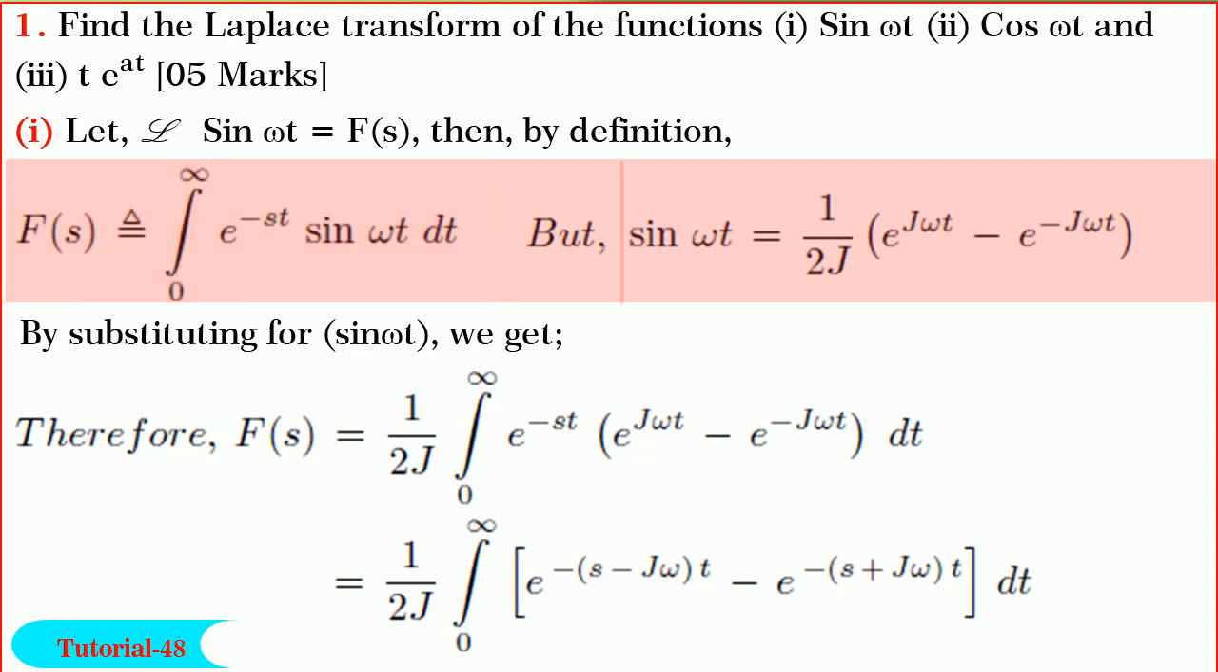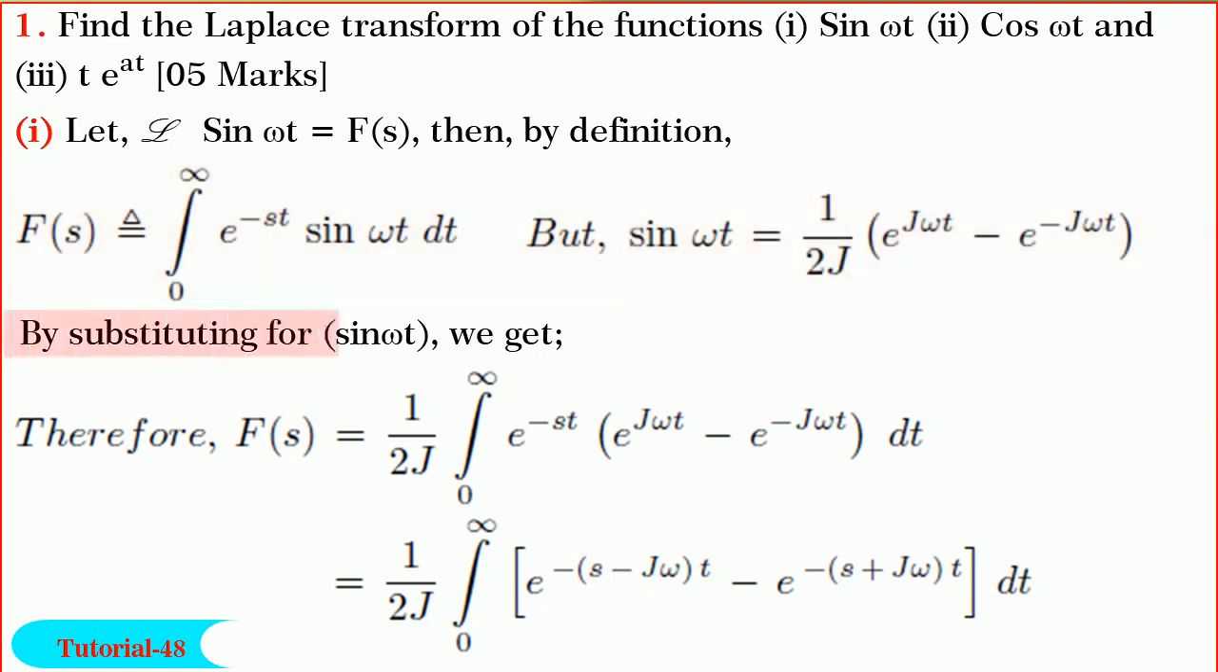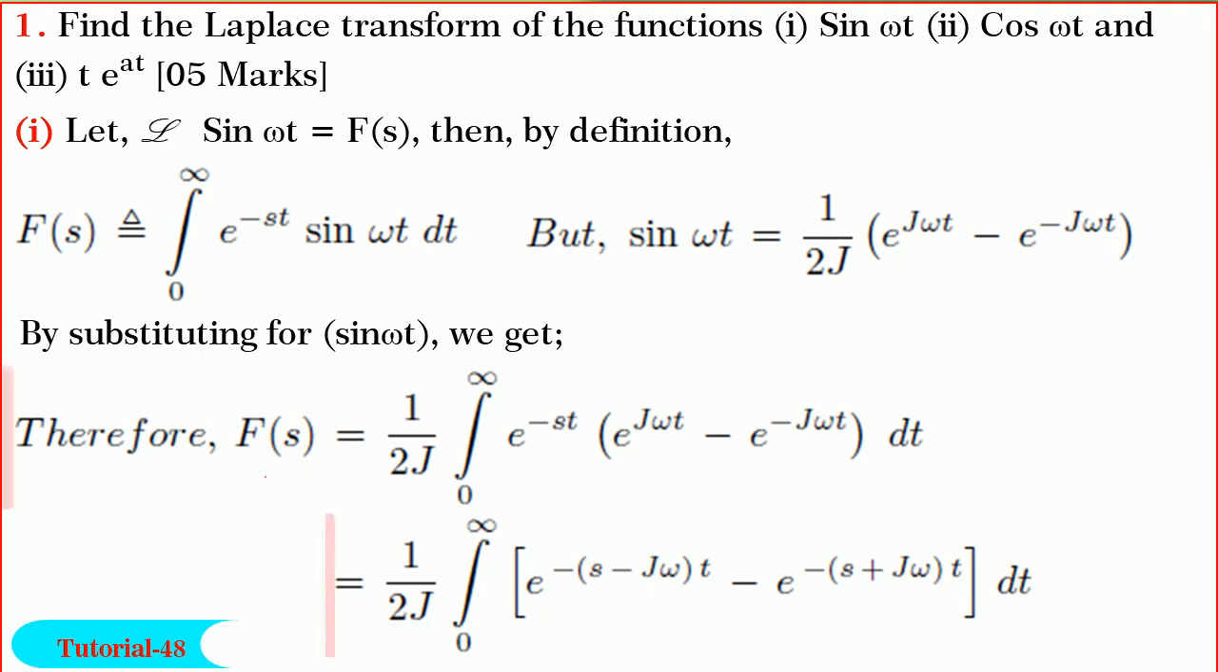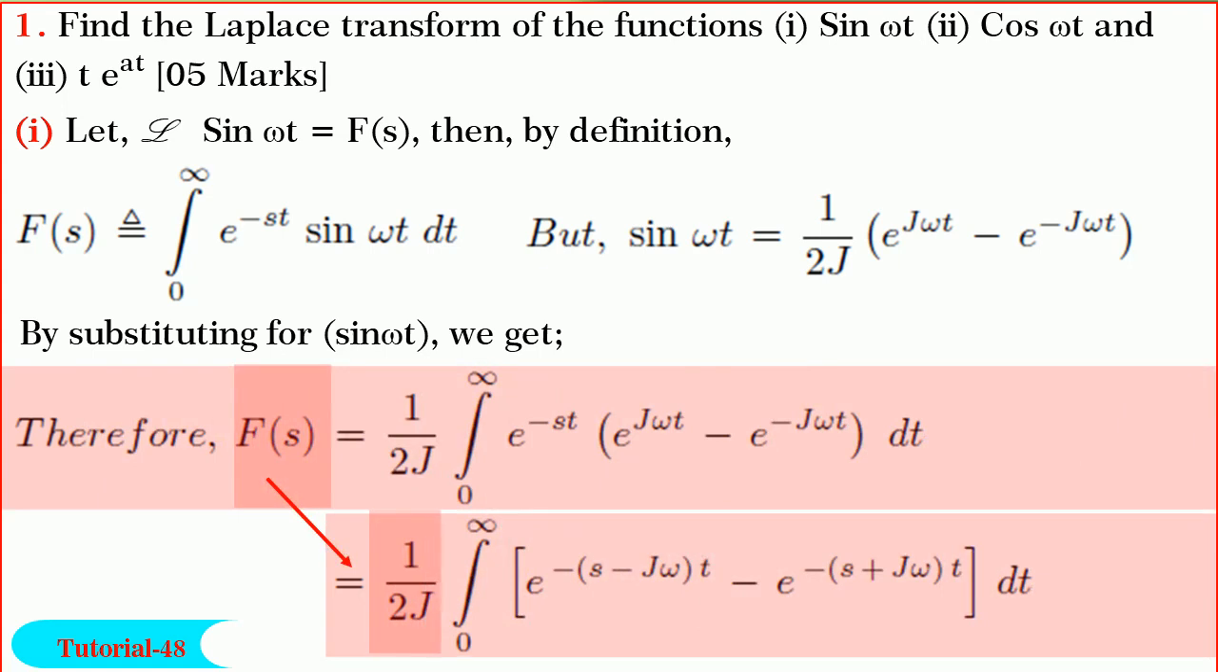But we know that sin omega t is equal to 1 upon 2j into bracket e to the power of j omega t minus e to the power of minus j omega t. By substituting for sin omega t, we get F(s) is equal to 1 divided by 2j into integration 0 to infinity e to the power of minus st into bracket e to the power of j omega t minus e to the power of minus j omega t dt. By rearranging, we get F(s) is equal to 1 upon 2j into integration 0 to infinity into bracket e to the power of minus (s minus j omega) t minus e to the power of minus (s plus j omega) t into dt.